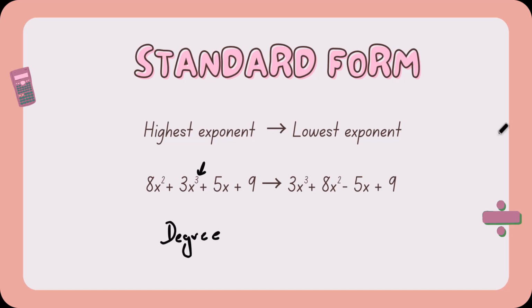So I have to write 3x cube because that cube is there, right? So the degree is 3. If the degree is 3, you have to write starting from 3 being the first, so 3x cube, that cube part being the first. Then comes what? 8x squared. Then comes what? Minus 5x. Then comes what? Plus 9. So it should be written in the order of the exponent from highest to lowest. It's very important.